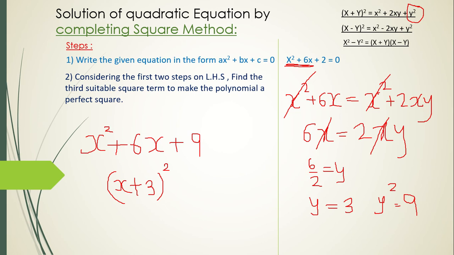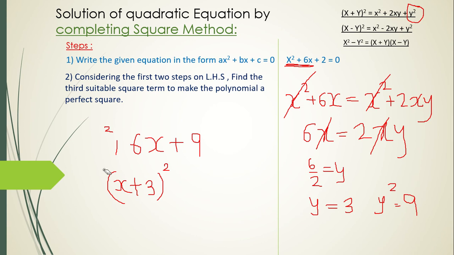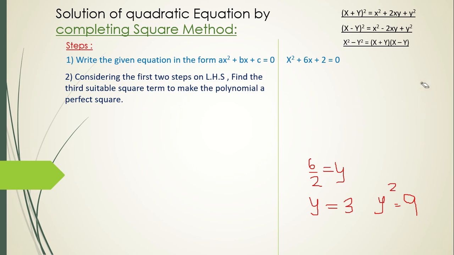Okay, so all these steps were to make it a perfect square. So we have found that perfect square term, which is 9. So this perfect square we have to add and subtract, only in the LHS. You have to add and subtract. Why? That also I'll tell you. So right now just understand what you have to do.